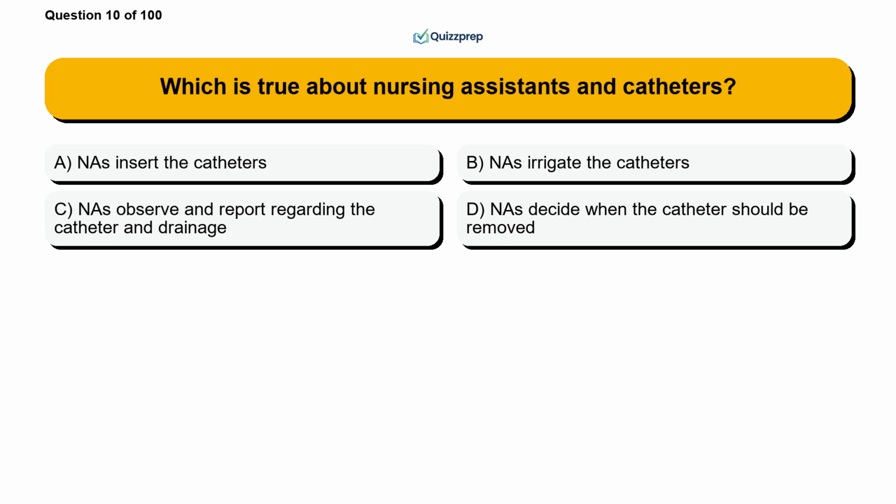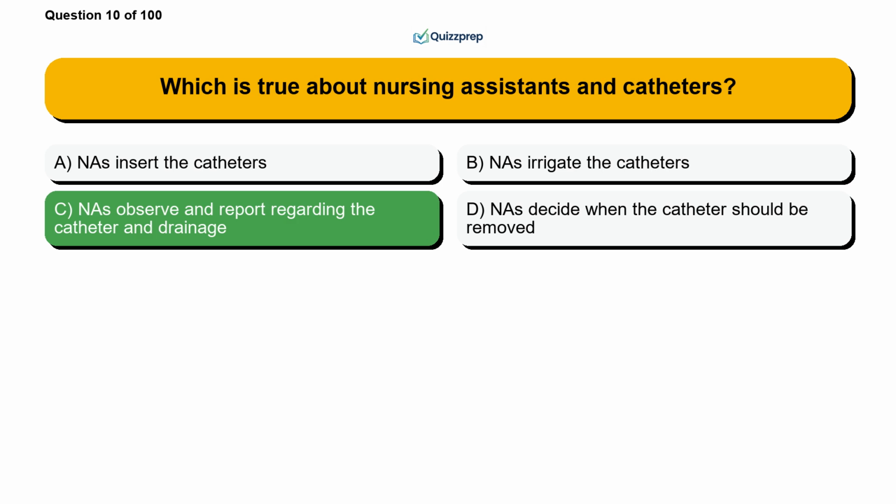Question 10. Which is true about nursing assistants and catheters? Option A, NAs insert the catheters. Option B, NAs irrigate the catheters. Option C, NAs observe and report regarding the catheter and drainage. Option D, NAs decide when the catheter should be removed.